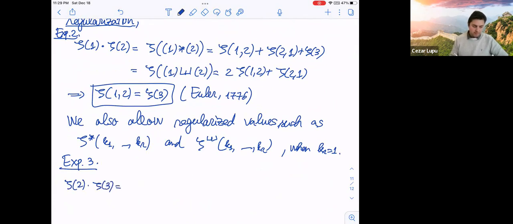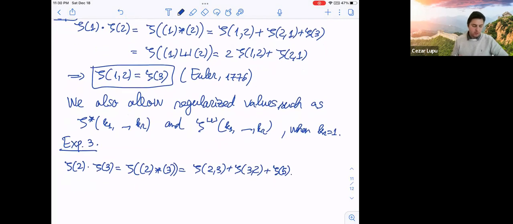So by using the stuffle product, clearly this gives us zeta of 2, 3 plus zeta of 3, 2 plus zeta of 5. But now when we do the shuffle product, you will get only double zeta values in weight 5. So we should be careful with that.